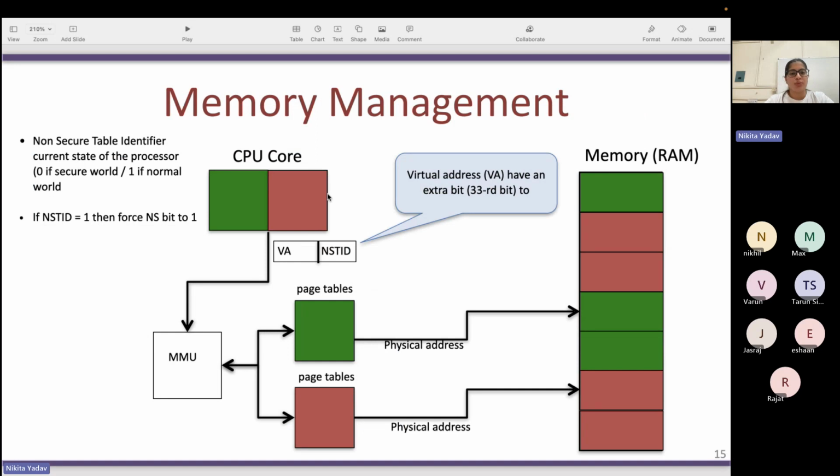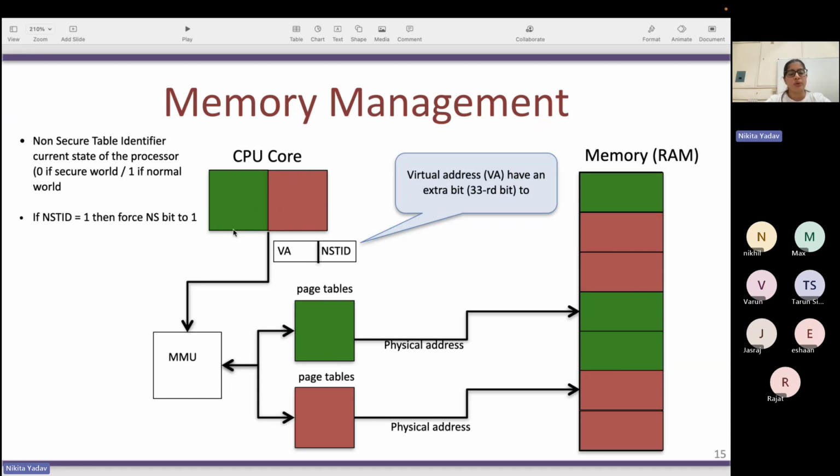And this is enforced by the memory management unit. Okay, so let's say this is your CPU core, although at a time this can run only in the secure world or the normal world. But we are here showing with these two different colors, that say the green color is for the secure world and the red color is for the normal world.